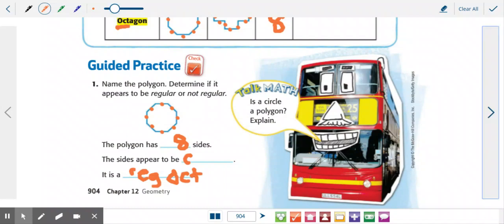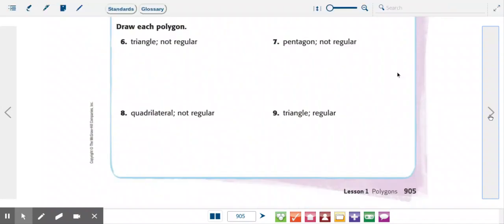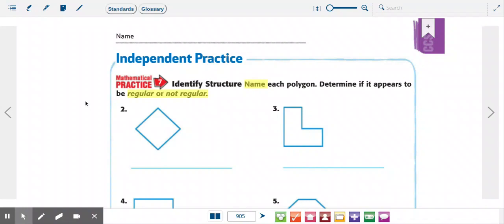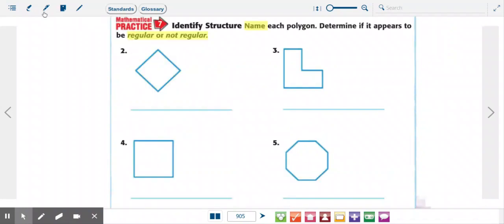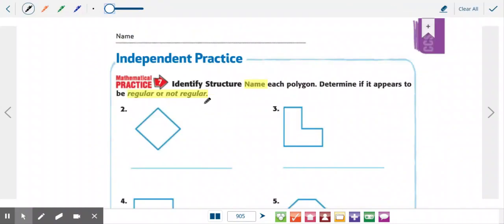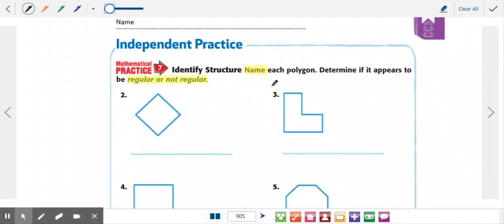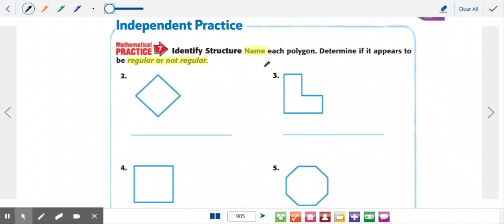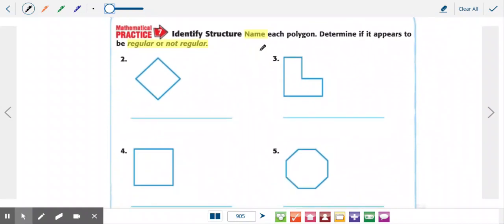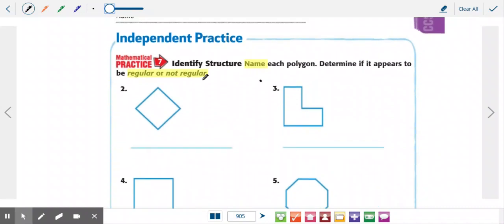Okay, so today's work really isn't that difficult. Many of you are going to overthink it because it is really not that hard, but you need to do 2 things for each of these. You need to answer 2 questions. So we're going to identify the structure by naming each polygon. So that's why it is capitalized. And we're also going to determine if it appears to be regular or not regular.